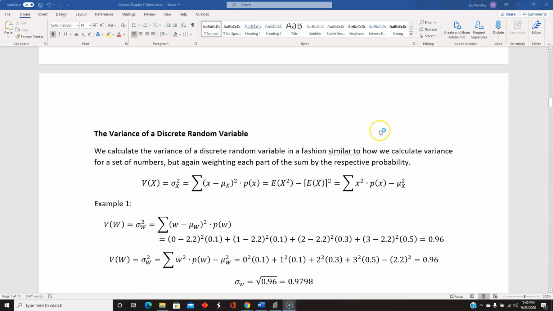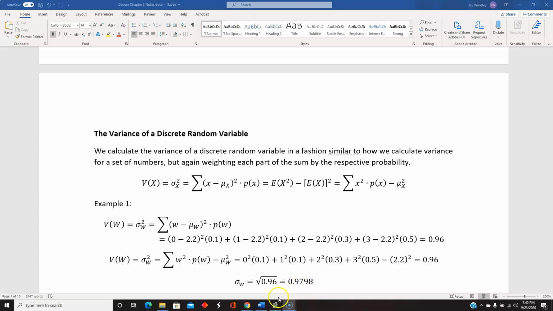The alternate version of the formula over here, you can sum the values of our variable squared times the probability. So 0 squared, 1 squared, 2 squared, 3 squared, and each of those times their probabilities. 0 squared times the probability of a 0, 2 squared times the probability of a 2, and so on. And then after that summation is done, subtract the mean squared, and that gives you the same 0.96. So whichever way you calculate that 0.96, you can take the square root of that, and then you have the standard deviation.